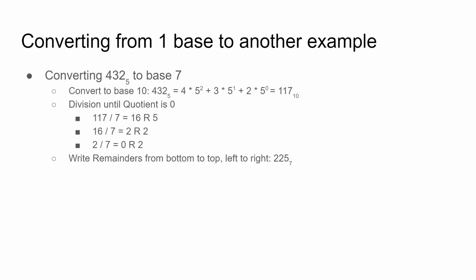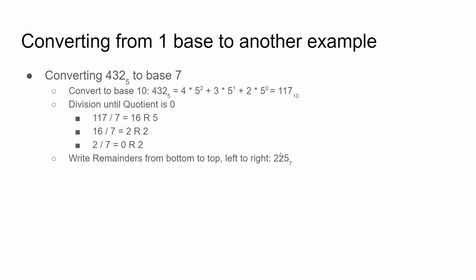The next part is we keep doing our division until the quotient becomes 0. So first we divide 117 by 7. That's going to give you 16 with a remainder of 5. Then we do 16 divided by 7. That's 2 with a remainder of 2. Then we take this 2, the quotient, and divide it by 7 to get 0, remainder 2. And so then we write our answer from the bottom to the top, left to right. So this is going to be 225 in base 7.